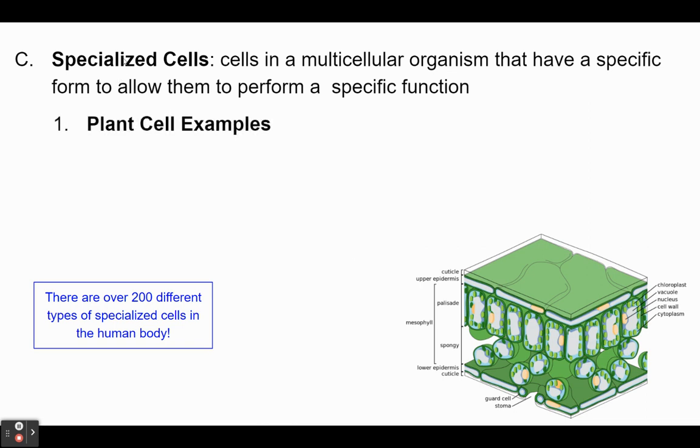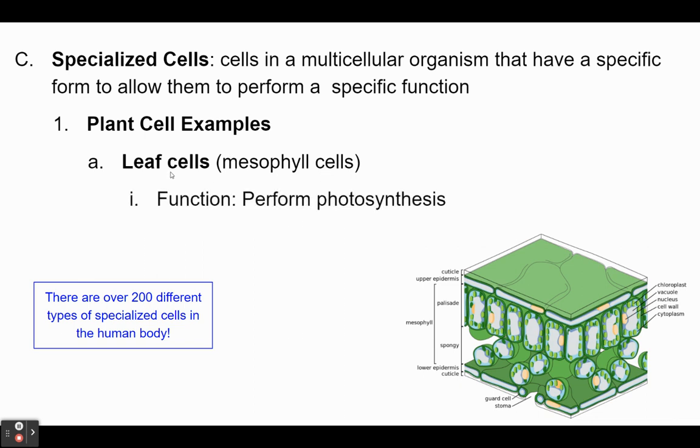Section 1 in specialized cells is plant cell examples. And the first plant cell example is a leaf cell. Leaf cells are also sometimes called mesophyll cells. That is an optional term to write down. Leaf cells have this specific function to perform photosynthesis.